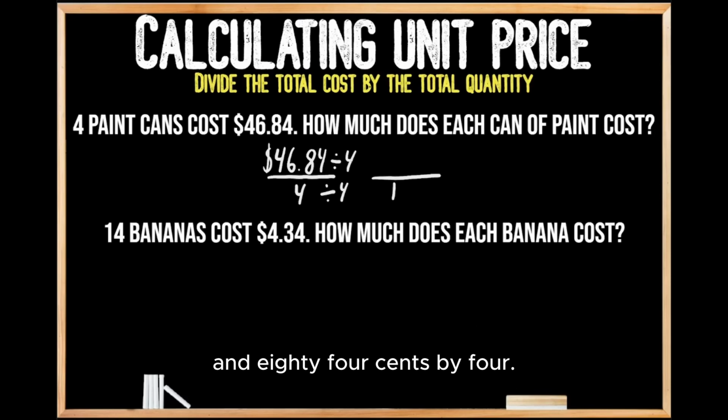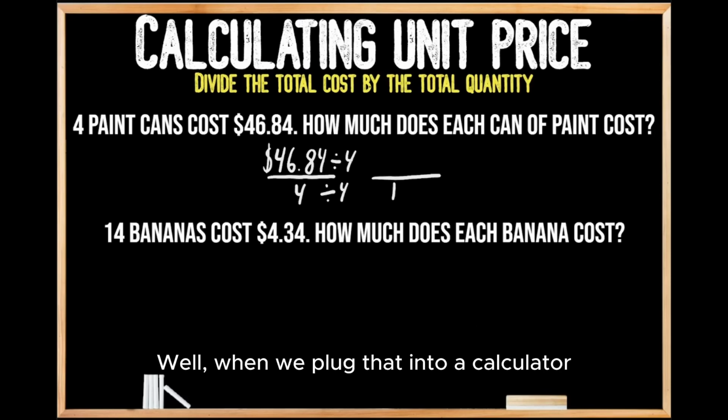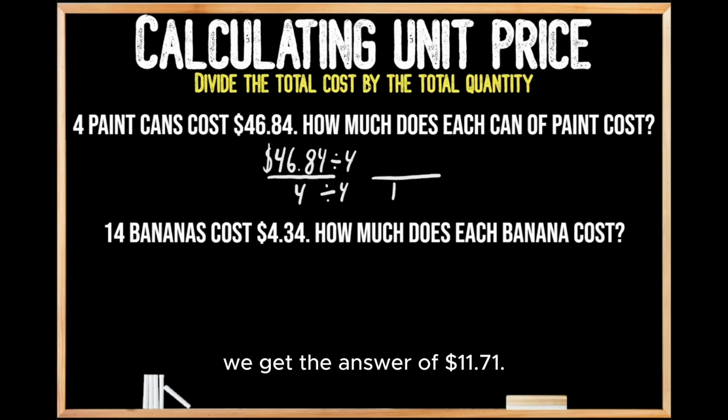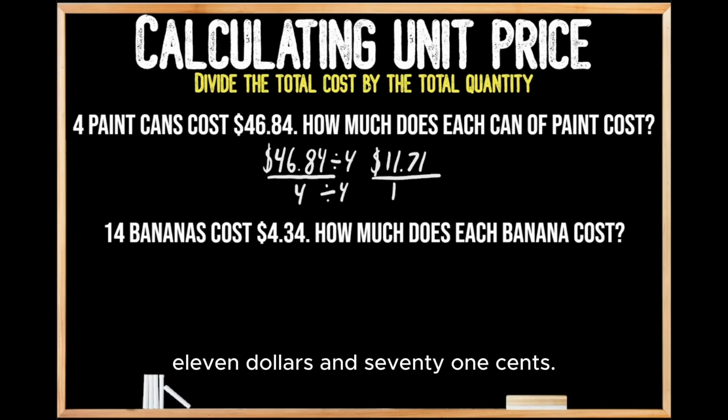So we're going to divide $46.84 by 4. Well, when we plug that into a calculator, we get the answer of $11.71. So each paint can cost us $11.71.